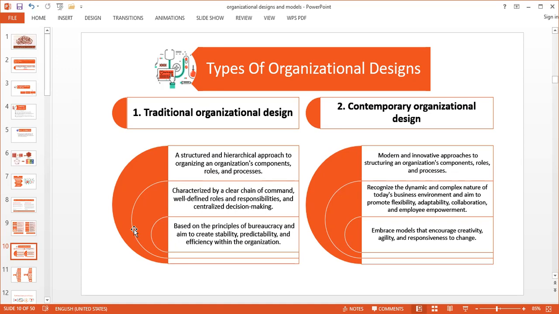While contemporary organizational designs are modern and innovative approaches to structuring an organization's components, roles, and processes. Contemporary organizational designs recognize the dynamic and complex nature of today's business environment and aim to promote flexibility, adaptability, collaboration, and employee empowerment. They embrace models that encourage creativity, agility, and responsiveness to change.